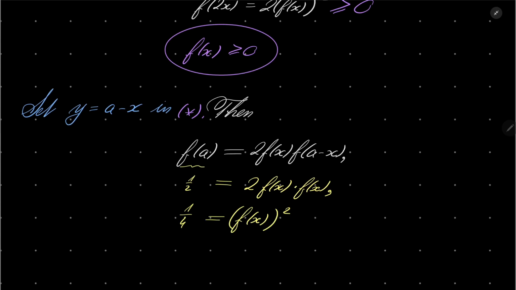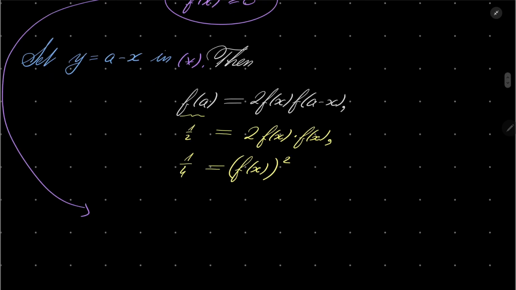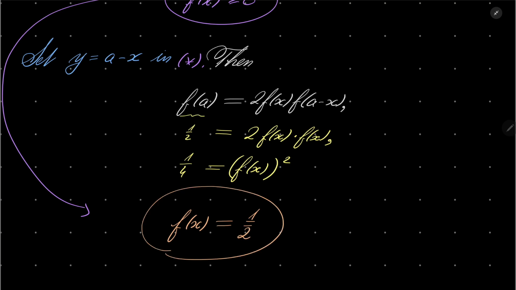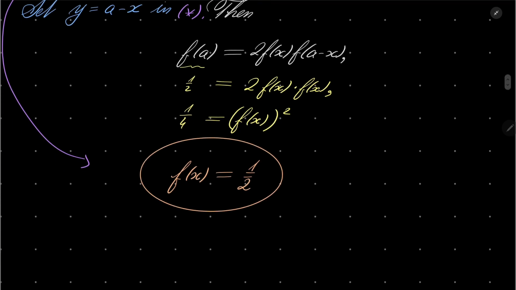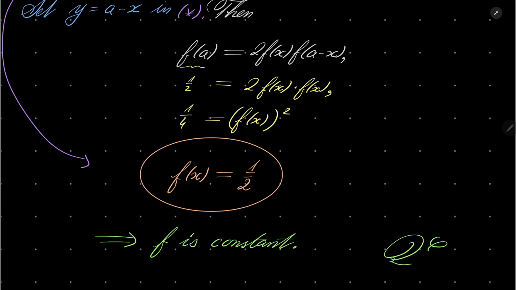And now we will use the fact that our function is non-negative. We can safely take square root on both sides, and we get that f of x actually equals 1/2 for every real number x, which means that indeed f is constant, which closes our proof because it's exactly what we wanted.